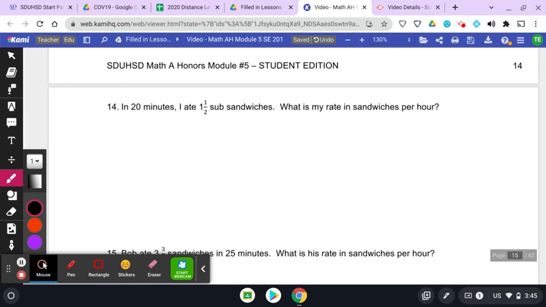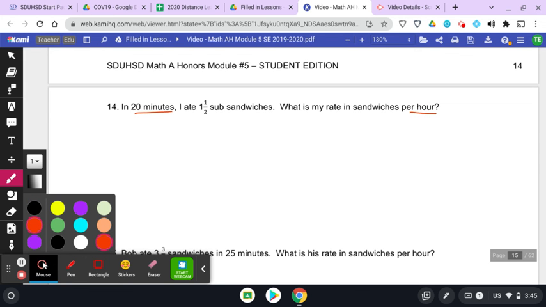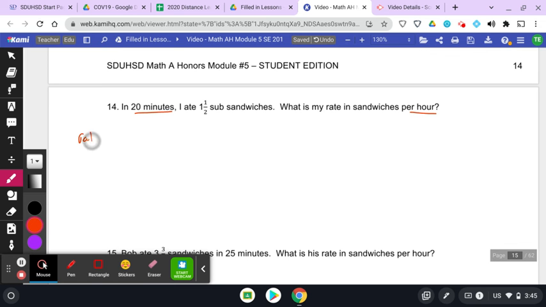In 20 minutes, I ate 1.5 sub sandwiches. What is my rate in sandwiches per hour? I got to pay attention. They gave it to me in minutes, but they want it in hours. So first thing on my rate, time is on the bottom. So 1/2, I like to make that improper. 3 halves sandwiches in 20 minutes. First, I got to convert to the right units. 20 minutes, 20 divided by 60 is 1/3 of an hour.